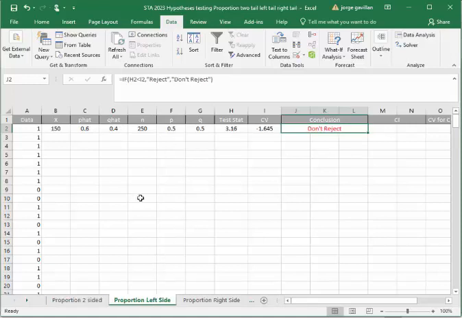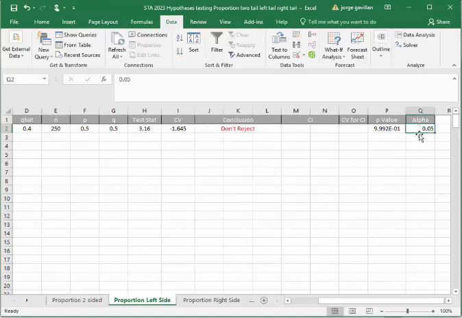Okay, so let's go to the left side test. Now, this X does not pertain to this data, so I want to make sure you understand that. I just put it in there so we can get different conclusions and you can see the difference. We are going to keep our hypothetical population proportion at 0.5. Our sample size, we're going to keep at 250. We are going to use an alpha of 5%.